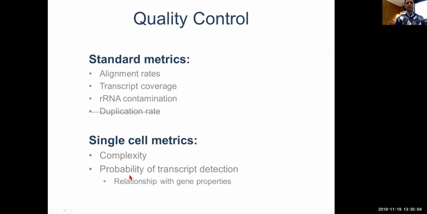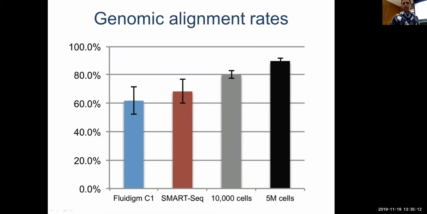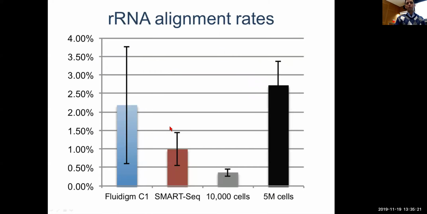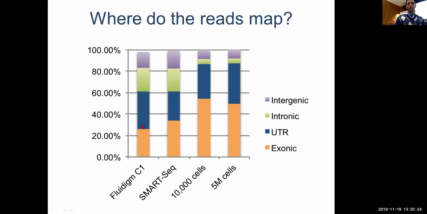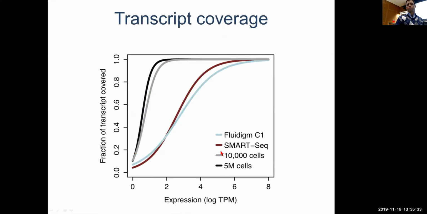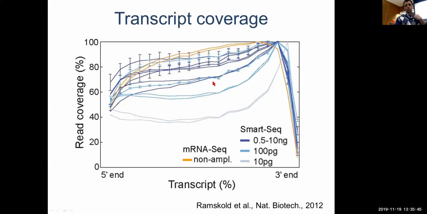What is the overall complexity of my library? What is the probability of detecting a particular transcript? And how does that relate to the properties of the gene? And you can compare that across different technologies, Fluidigm, SNARE-seq, and so on and so forth. You can look at the fraction of genome alignment, the fraction of RNA from ribosomes, where the genes map. Are they primarily mapping in exons or in introns or in UTRs or in intergenic regions? And what is the overall coverage of each transcript based on the overall expression of that transcript? And you can see this response curve for different technologies and compare them.